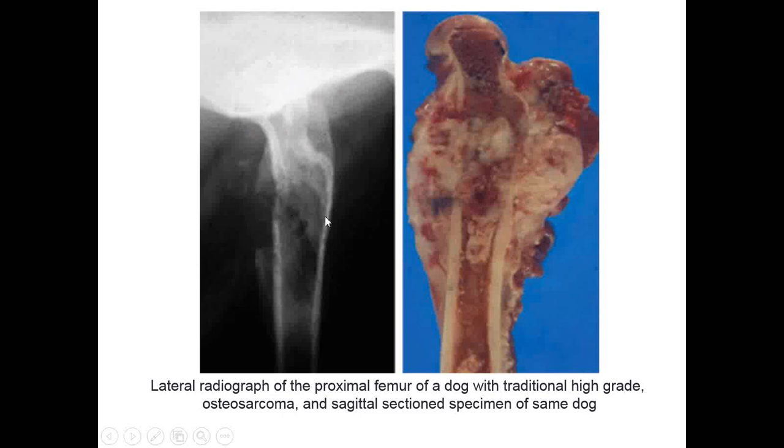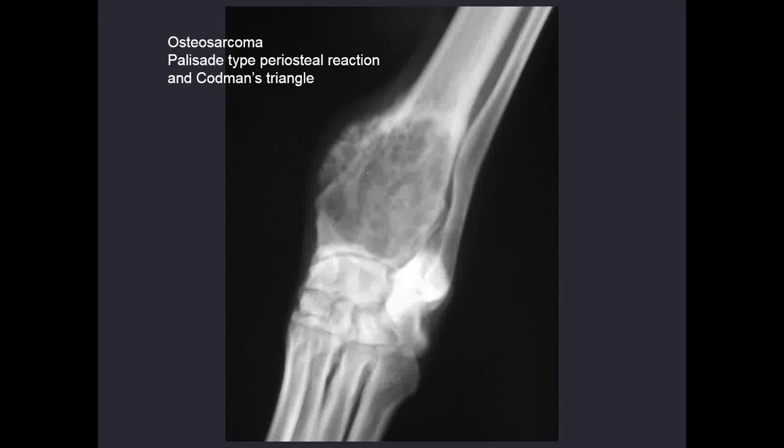Here's a lateral radiograph of the proximal femur of this dog. This is what the tumor looks like, and it's just eating this bone away. Actually, this is a proximal femur. It's usually on the distal femur, but this is what it looks like. Here's more palisade. I think it's kind of sunbursting to some degree, but you can see this triangle right here. It's a distal radius.